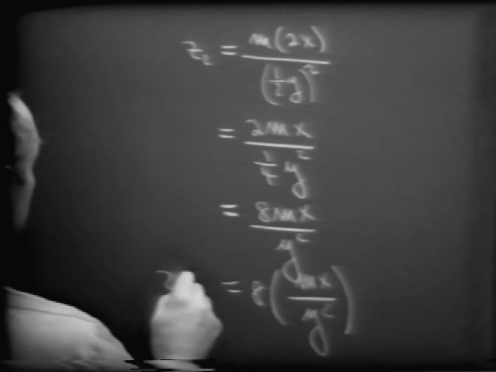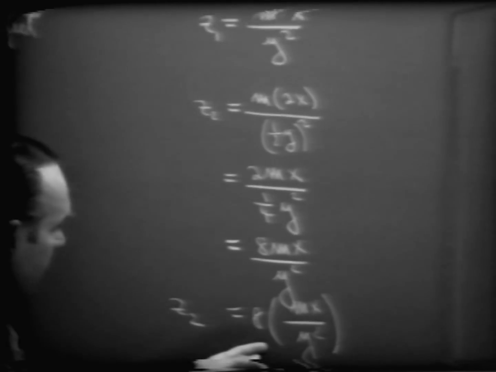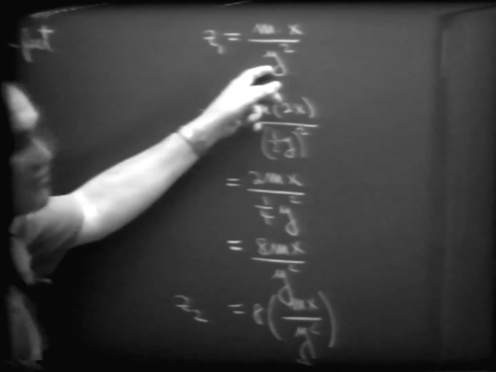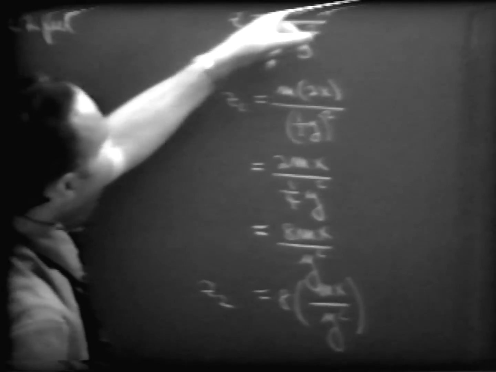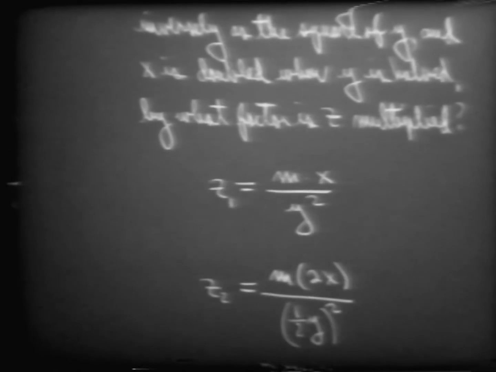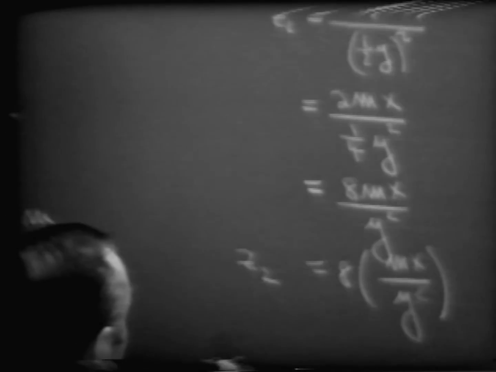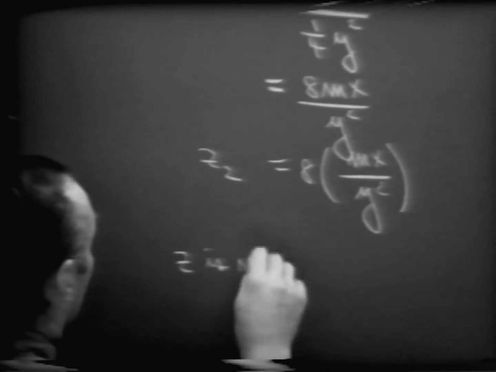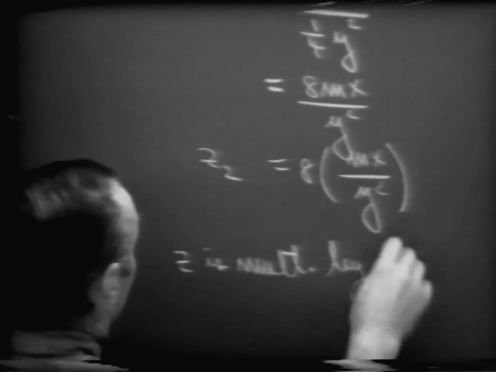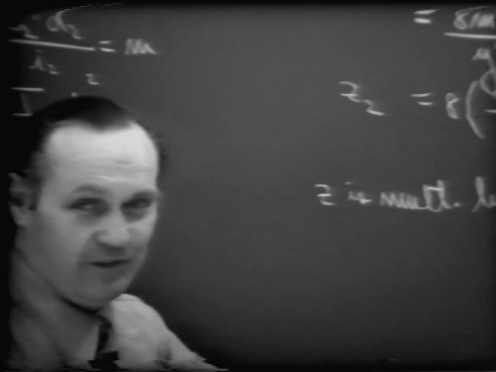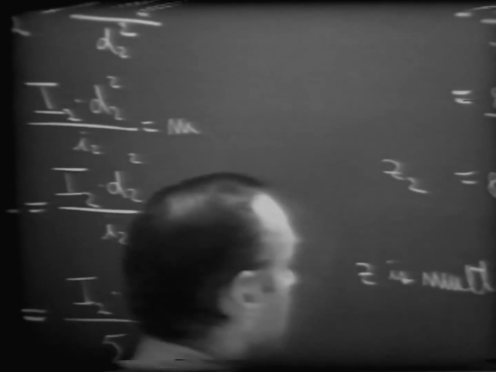Now let's compare. This is z sub 2. Now z sub 2 is 8 times mx over y squared. Z sub 1 is simply 1 times mx over y squared. So the question is, by what factor is z multiplied? And of course, it is, Brenda says, by 8, all right? So our conclusion is, z is multiplied by 8, or simply, z is 8 times as great, okay? Let me give you your homework assignment for next time, and that's all that we need to do.